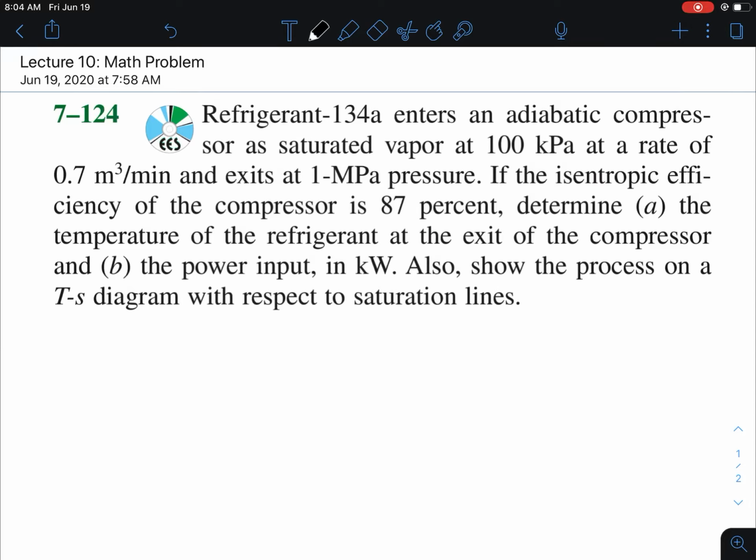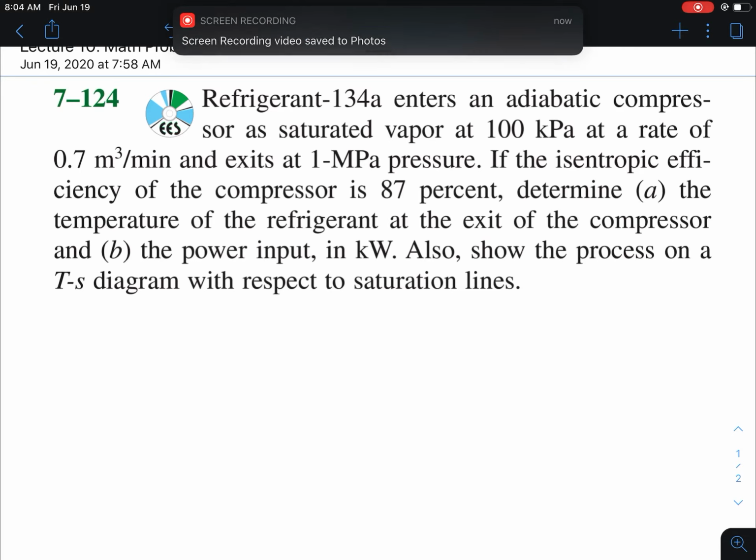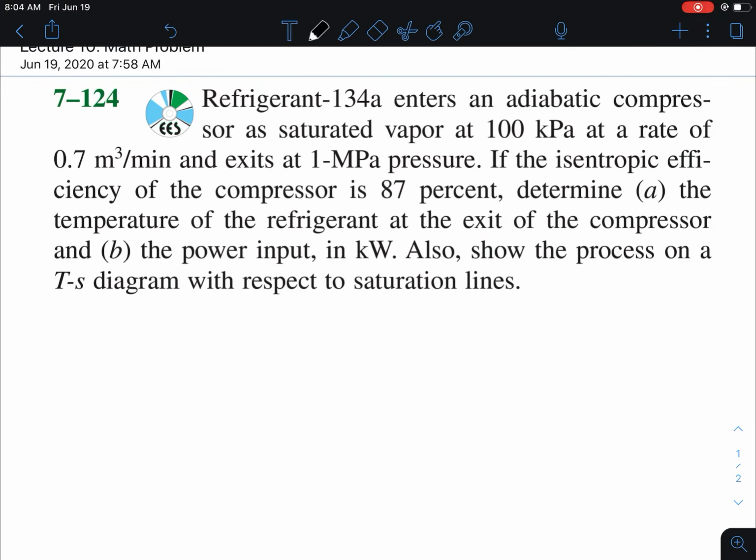Alright, let's do a problem based on the isentropic efficiency we just talked about in the previous video. We talked about the isentropic efficiency of a work consuming device and a work producing device, right? So this problem is basically the isentropic efficiency of a compressor. So it's a work consuming device.